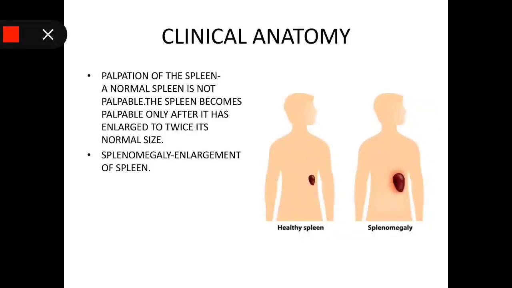Clinical anatomy. Palpation of spleen. A normal spleen is not palpable. The spleen becomes palpable only after it has enlarged to twice its normal size. Splenomegaly. The enlargement of the spleen is called splenomegaly.